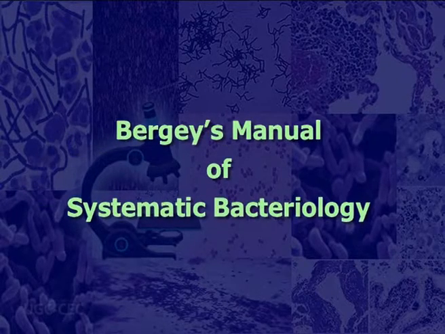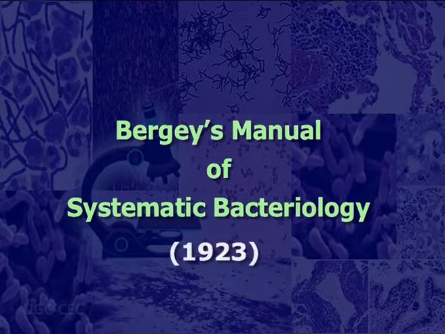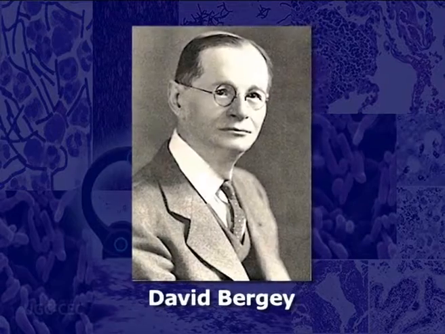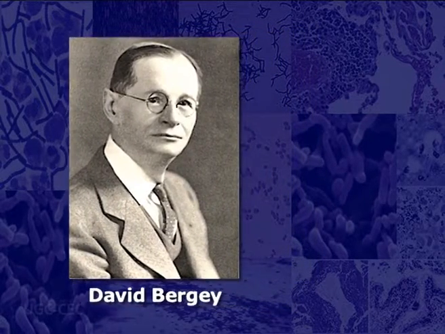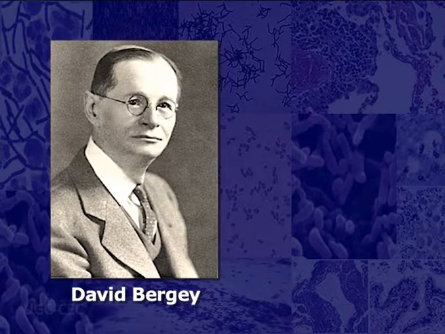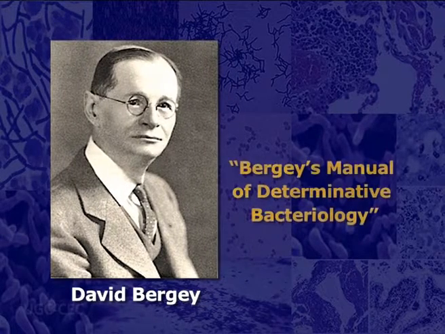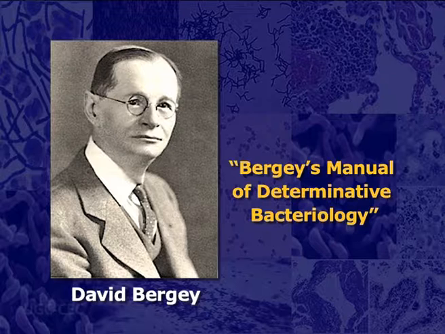Bergey's Manual of Systematic Bacteriology. In 1923, David Bergey, professor of bacteriology at the University of Pennsylvania, and his colleagues published a book, Bergey's Manual of Determinative Bacteriology, for classification of bacteria, that is used for identification of bacterial species. The 9th edition of this manual was published in 1994, which is still used as a further edition is not published.